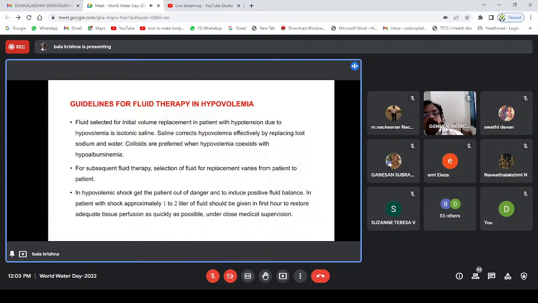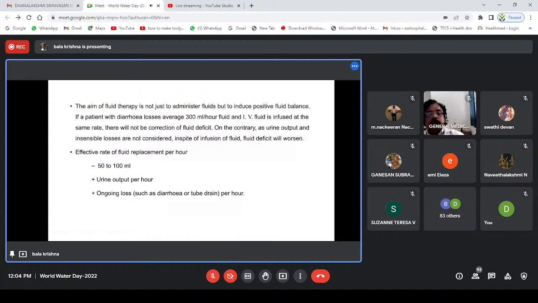Adequate tissue perfusion should be maintained. In a patient with prolonged persistent hypotension and reduced intravascular and intracellular volume, cellular damage will be greatly increased, resulting in multi-organ dysfunction. The aim of fluid therapy is not to administer mere fluid, but to induce a positive fluid balance. In every episode of diarrhea, the patient loses around 300 ml of fluid per hour. If the diet fluid is increased at a similar rate, there will be no fluid deficit.